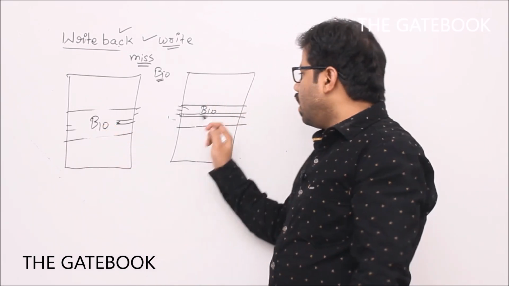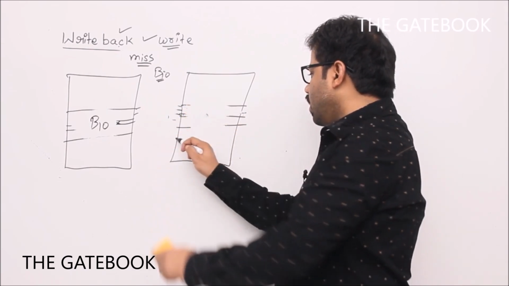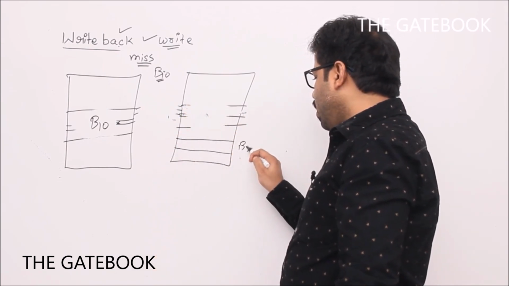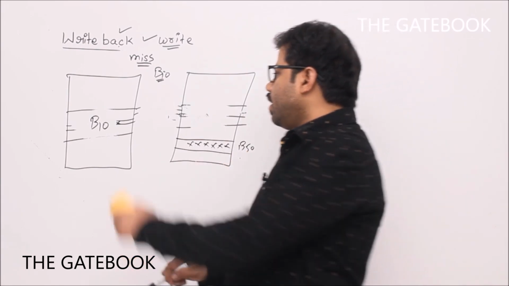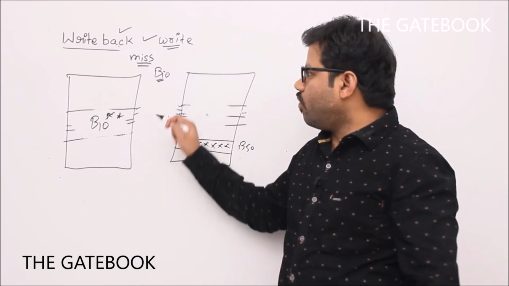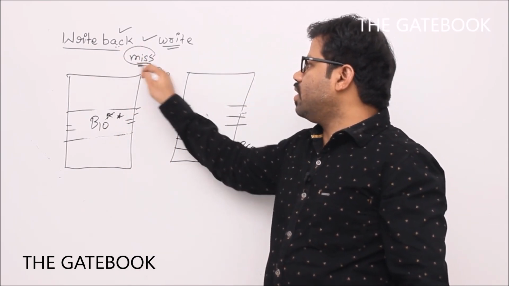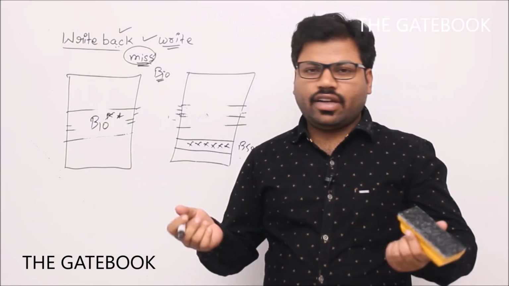Before that, update B50 here, wherever. That means, for example, this is B50. Store the data of B50 back. Then later write into B10. Is it not complicated? Yes, it takes a lot of time. In write back procedure, if a miss occurs, then it will be a little bit complicated. Understand? Like write through, of course.